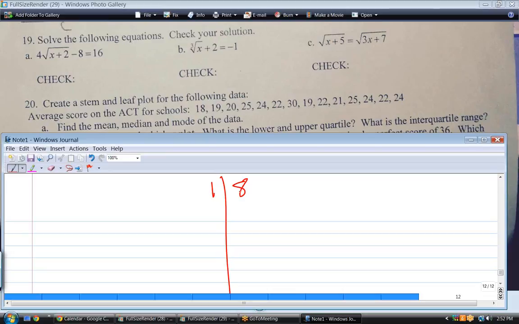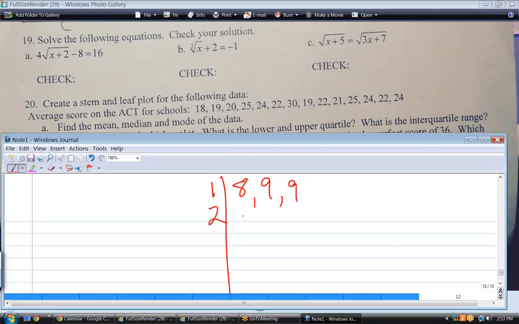There's the way I represent 18. There's also a 19. There's 2 19s. Now let's look at the 20s. In other words, to the left of the vertical line is the tens digit. To the right of the vertical line is all of the single digits.